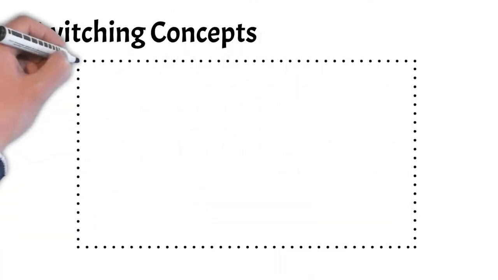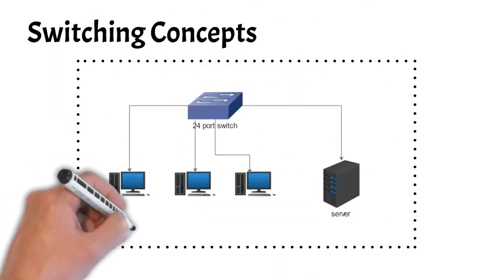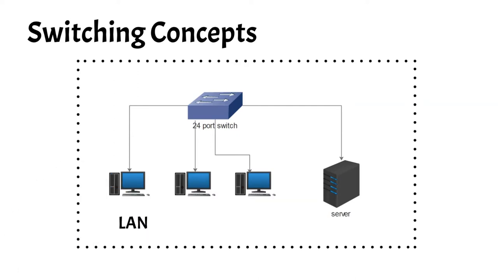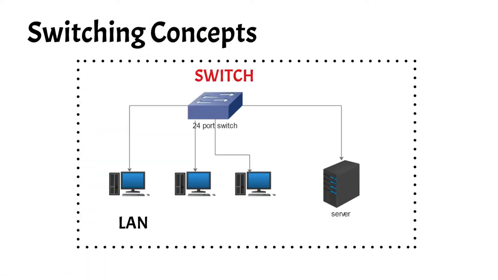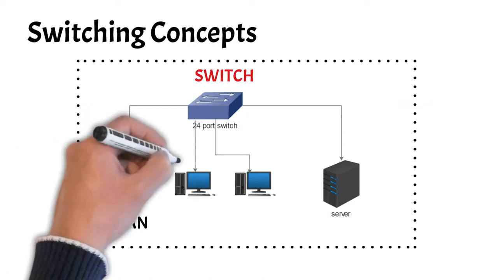As you know, a local area network is a collection of devices, such as servers and printers, connected together in one physical location, such as a building, office, or home. This can be achieved by using a LAN switch. This LAN switch has one primary job, that is to forward frames to a specific destination device.